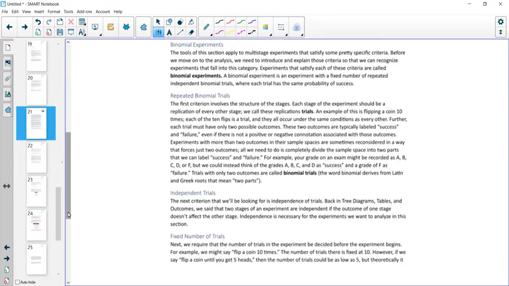Even if there is not a positive or negative connotation associated with these outcomes, experiments with more than two outcomes in their sample space are sometimes reconsidered in a way that forces you to just two outcomes. All we need to do is completely divide the sample space into two parts that we can label success and failure. For example, your grade on an exam might be recorded as an A, B, C, D, or F. But we could instead think of grades A, B, C, and D as success and grade of F as failure. Trials with only two outcomes are called binomial trials. The word binomial derives from Latin and Greek roots that mean two parts.